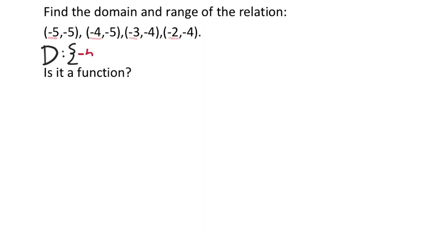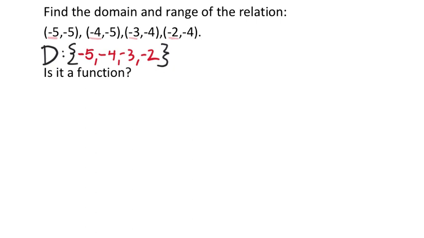So the lowest one is -5. And be careful if you're like, well, -2 is the smallest. No, it's -5 because we're looking at all negative values here. Then we have -4, then -3, and then -2. That's all my X values, so now I can close this up for my domain. It's a list of the X values.